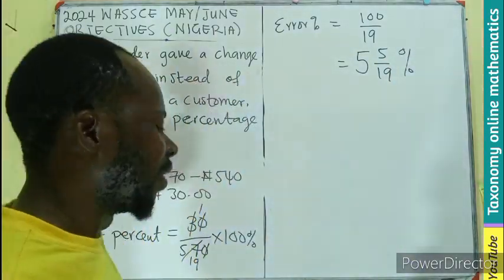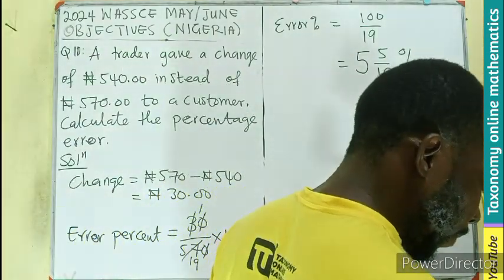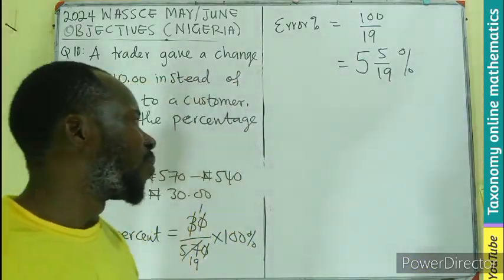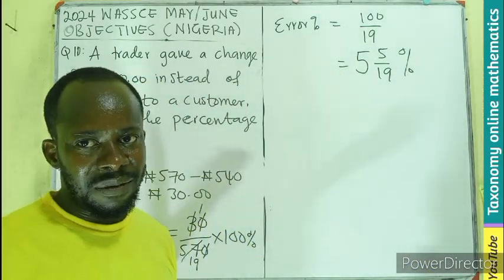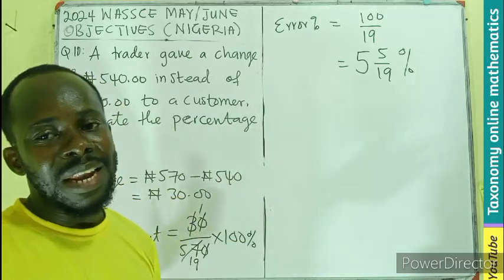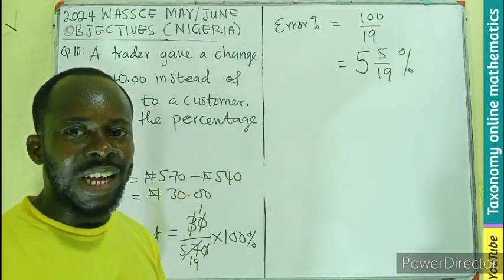We can get that also as a decimal on our calculator. You can get that at 5.26%, or in the mixed fraction form as we are seeing it.